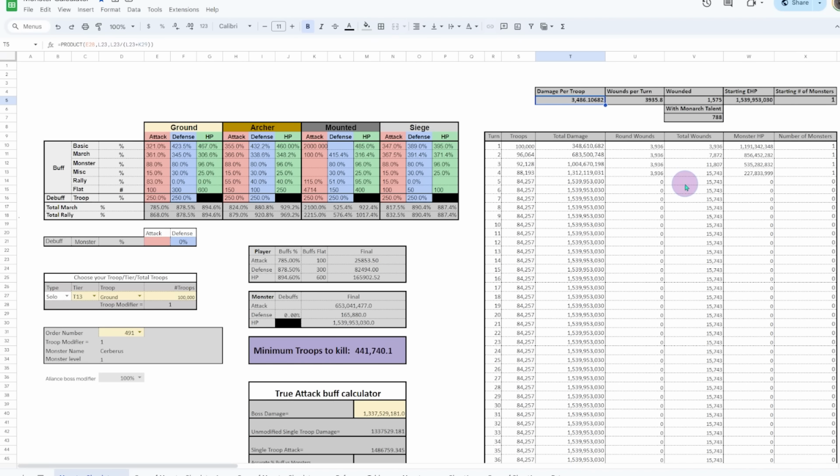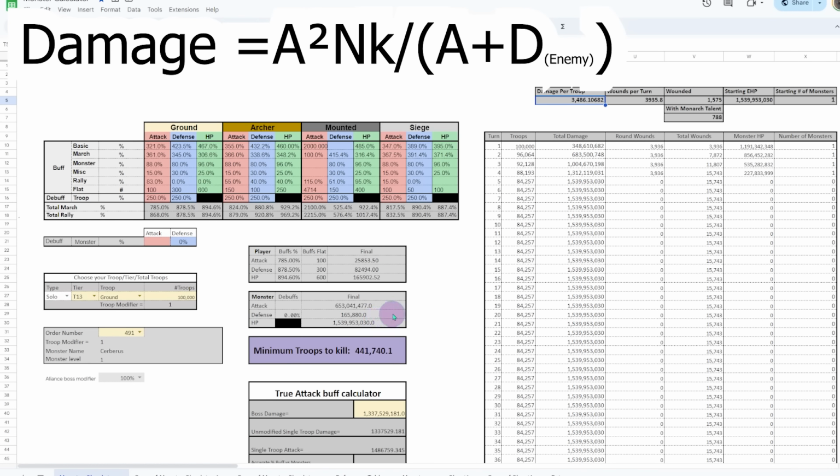So how this is actually able to determine your wounds and also how many troops it takes to take out a monster is using the same formula that I shared in my very first video. And that is, when you have an HP of a troop or monster, you would subtract that by the overall damage. And that formula says the damage is your attack squared times the number of troops you have times the modifier, and you divide that by attack plus defense. And what's important is that attack plus defense part. What it's doing is it's showing you how much defense is going to debuff your overall attack.